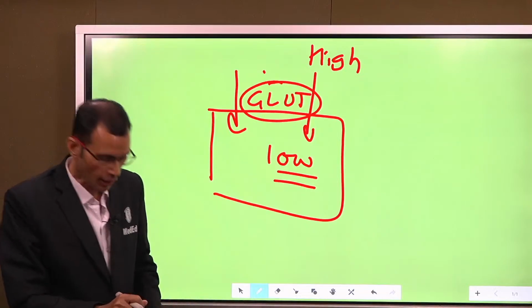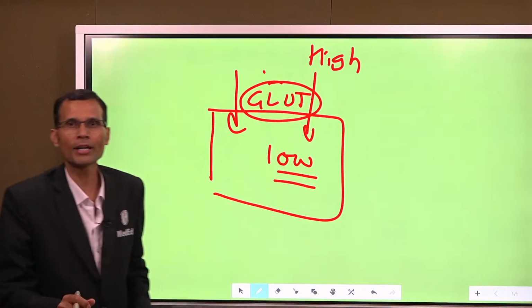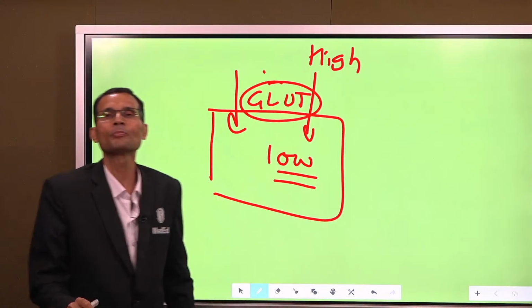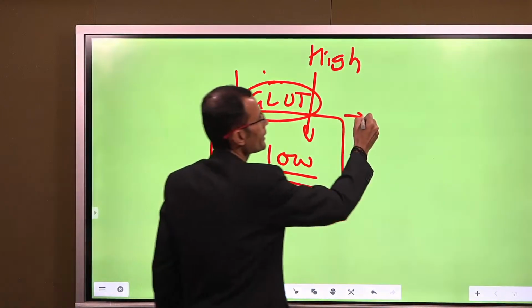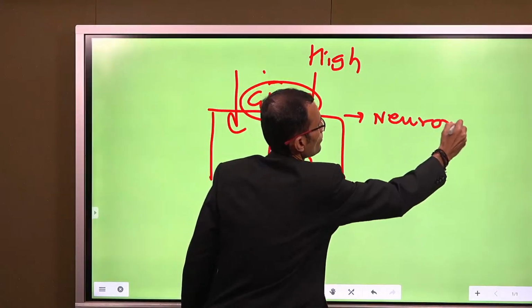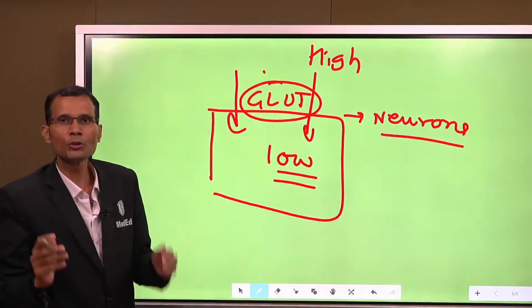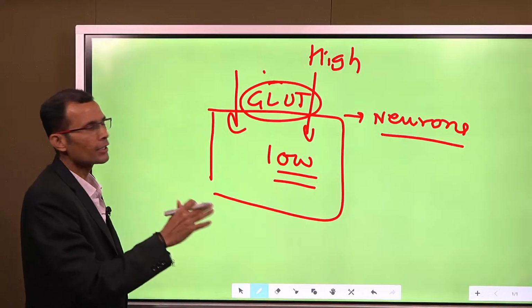Then GLUT3. Come on, can you tell me what is GLUT3? Where is it present? I am looking at your chat box. GLUT3 is predominantly present in the neurons. In the neurons, glucose entry occurs by GLUT3.